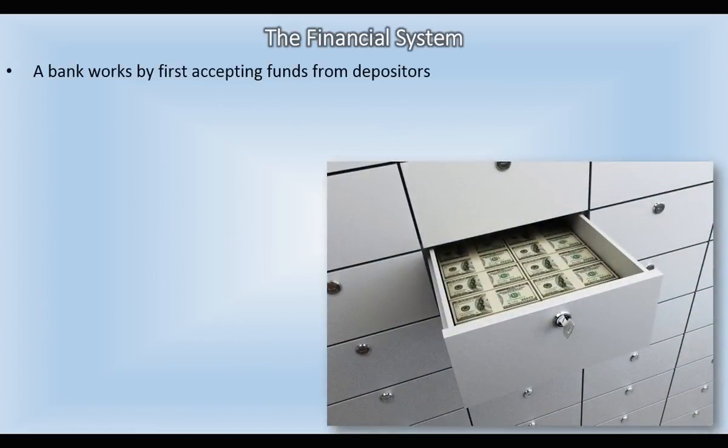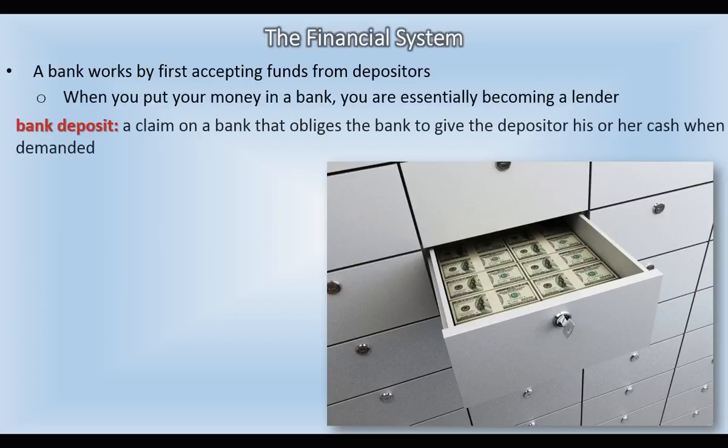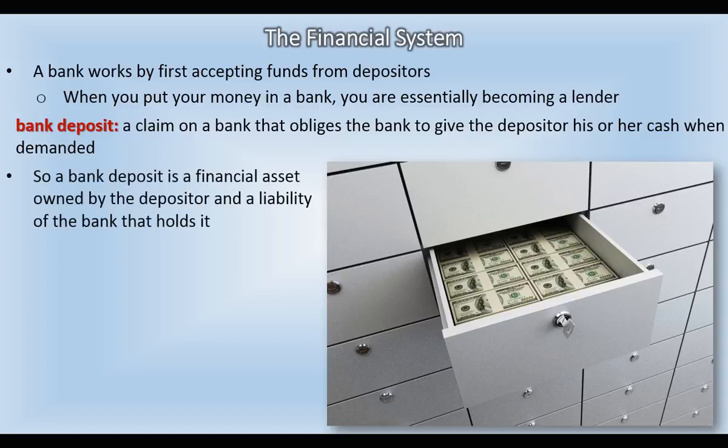A bank works by first accepting funds from depositors, as you know. When you put your money in a bank, you're essentially becoming a lender. So a bank deposit, just formally defined, is a claim on a bank that obliges the bank to give the depositor his or her cash when demanded. So a bank deposit is a financial asset owned by the depositor and a liability of the bank that holds it. So any savings accounts that you have at banks are liabilities to the bank and assets to you.